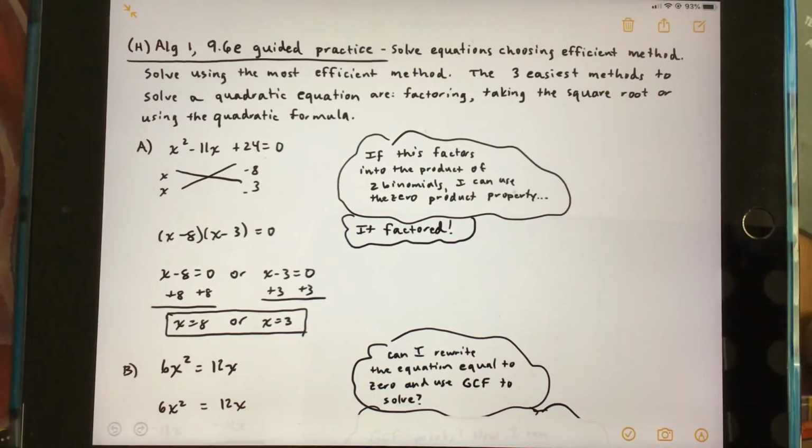Hello, algebra classes. Today we're going to take a look at another lesson in 9.6. We're going to be working on 9.6e, where we're going to solve quadratic equations using the most efficient method.